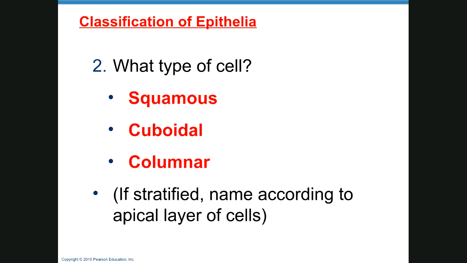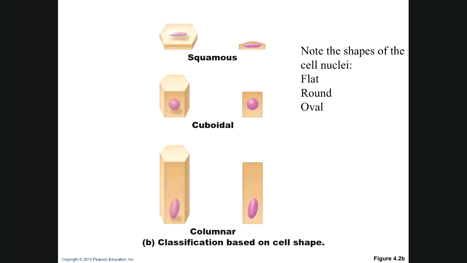The second criteria to classify epithelial tissue is going to be the shape of the cells. And there are three choices of shapes. The cell can be squamous, meaning flat. And a squamous cell typically has a little flat nuclei in the middle. The cell can be a square or cuboidal, and cuboidal cells typically have a round oval circular nuclei. The cell could also be columnar, meaning taller than wider, and in this instance, the nuclei is typically oval. So those are the three possible shapes.